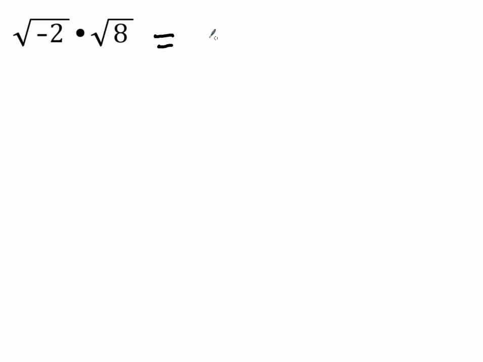Okay, let's do this one now. Again, we can combine them. Oh, so I had a bit of a lag on my computer.